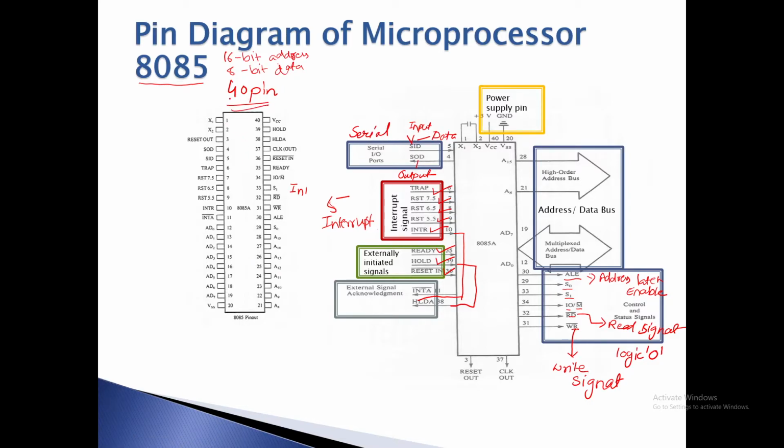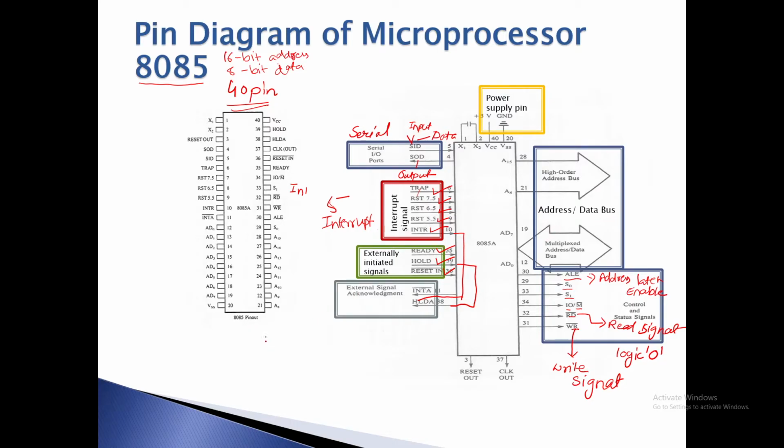Now, if I start adding all the control signals, external acknowledgement signals, externally initiated signals, interrupt signals, serial communication, power signals, and crystal signals, it will go above the 40-pin package. But we can only construct a 40-pin package. To keep everything within the 40-pin package, we need to multiplex something. Here, what they have done is multiplex the address bus with the data bus.